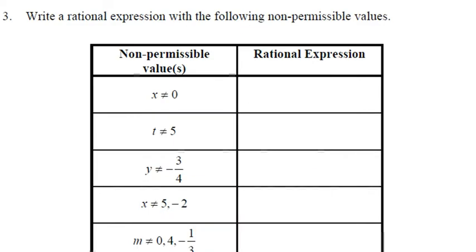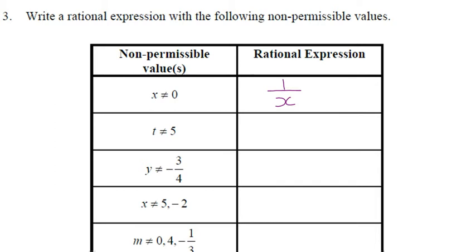Write a rational expression with the following non-permissible values. So let's turn this around. I'm going to give you a non-permissible value. I want an expression. So what would a simple expression be for this one? So x. And how about just 1/x? Right? If x can't be 0, then the denominator has to have an x by itself. Right? Can't do something with it.